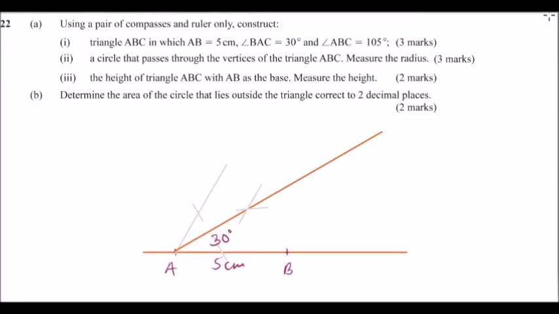Because we are looking for angle 30, that is angle BAC, you bisect the angle 60 by taking 2 points, that is that point and this, and you make 2 arcs here, and that should give you now the line AC. But we don't know where C is, so we are going now to construct angle 105 to be able to locate our point C.